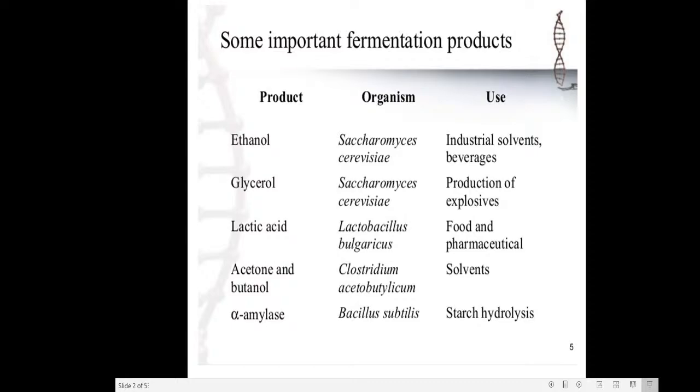Acetone and butanol are produced by Clostridium acetobutylicum, and are helpful for solvent production. Alpha amylase from Bacillus subtilis is used for starch hydrolysis. Now, how are they producing these solvents? That is a very important thing.